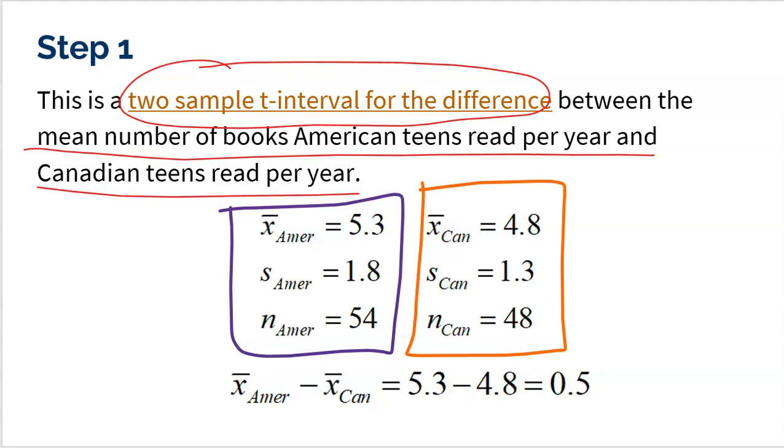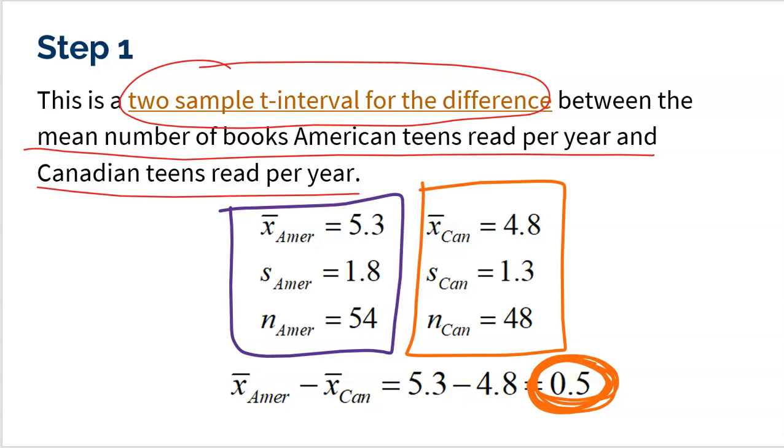So I'm going to go ahead and take the Americans minus the Canadians, and that was 5.3 minus 4.8, and that was an average difference of 0.5. So the difference between my 2 samples was only half a book. 0.5 books was the difference between my 2 samples. But I have to admit that that's not the true difference. That's just the difference between my 2 samples. So now I want to build that interval that goes up a little bit, down a little bit in an attempt to find the true difference.